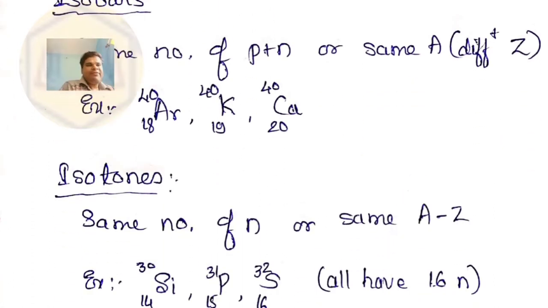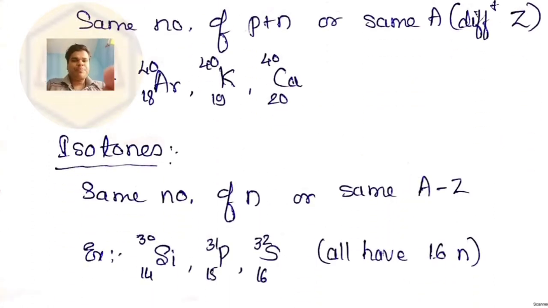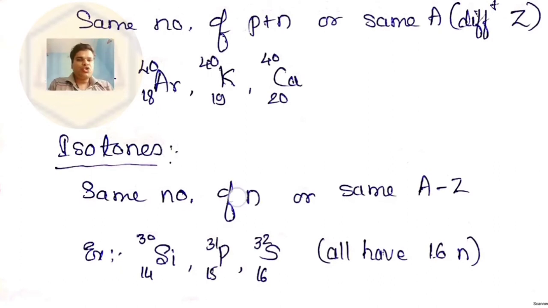Next, similarly we can even have isotones. Isotones refers to the same number of neutrons. If you consider two species, they should have the same number of neutrons, right? To say it another way, the number of neutrons can be worked out as A minus Z, because A is the number of protons plus neutrons, and minus Z, the number of protons, gives obviously the number of neutrons.